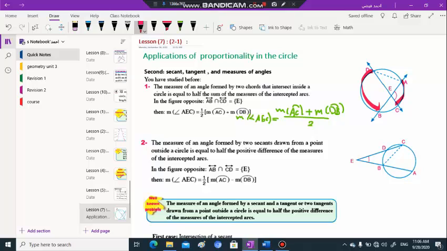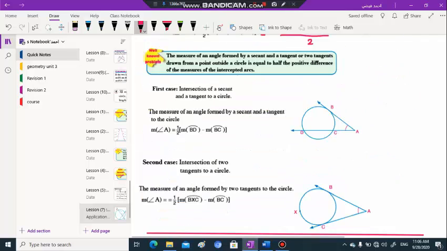The positive difference means we start with the big value, which is the big measure, AC, then subtract from it the measure of the small arc, BD. So it is the major arc minus the minor arc. Or we can write it as the measure of arc AC minus the measure of arc DB, divided by 2.